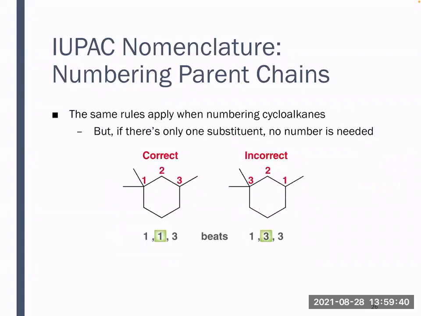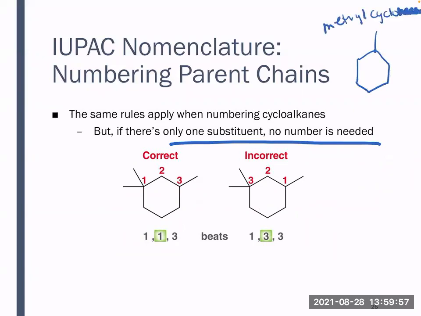When you have cycloalkanes, the same rules apply, but if there's only one substituent, no number is needed. So for example, if you have this here, only one substituent, so we would call this methylcyclohexane. I don't need a number here because no matter where I start in the ring, if I'm numbering with the substituent having the lowest number, that will always be carbon 1.